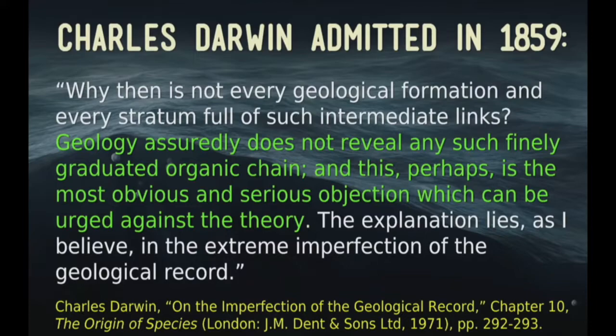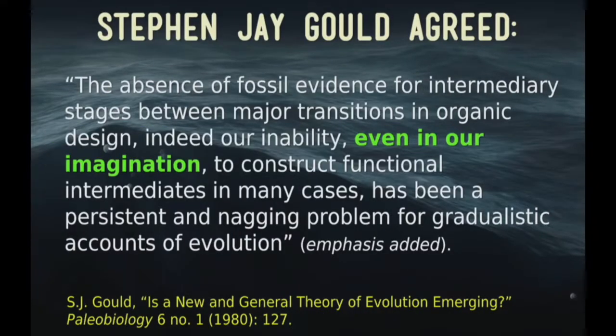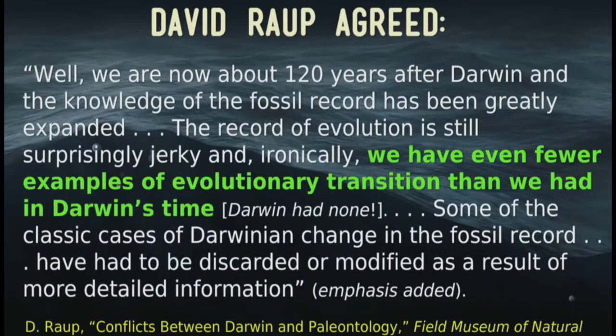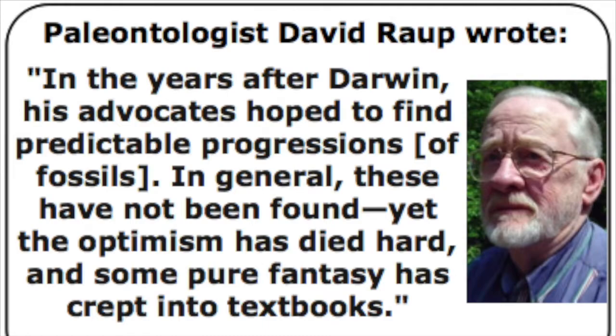Even Darwin acknowledged the inconsistencies of geology. He admitted not seeing what should be expected everywhere. Stephen Jay Gould admitted the same thing in 1980. This is well over 100 years after Darwin admitted the same thing. To their dismay, David Raup agreed. He stated, "Well, we know we are now about 120 years after Darwin, and the knowledge of the fossil record has been greatly expanded. The record of evolution is still surprisingly jerky, and ironically, we have even fewer examples of evolutionary transitions than we had in Darwin's time."